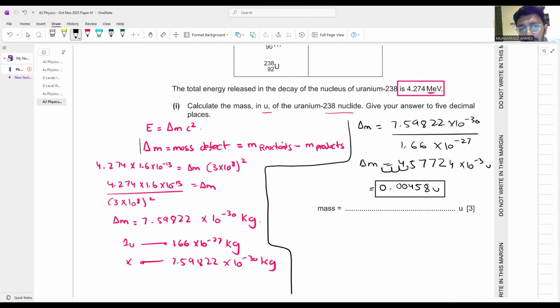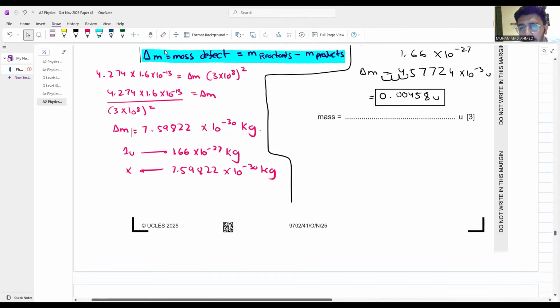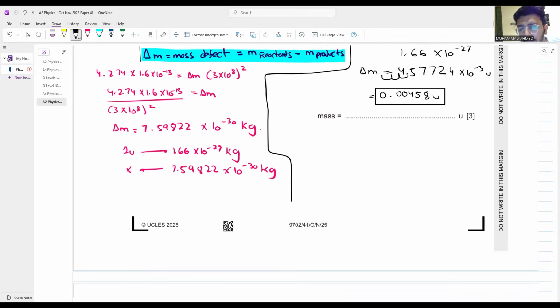Again, use this journal equation. Now you have to use this journal equation. Okay. Mass defect is equal to the mass of reactants minus the mass of products. Bring the mass of products to the other side. Mass defect plus the mass of products is equal to the mass of reactants.